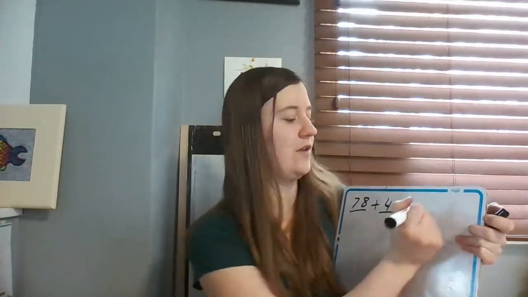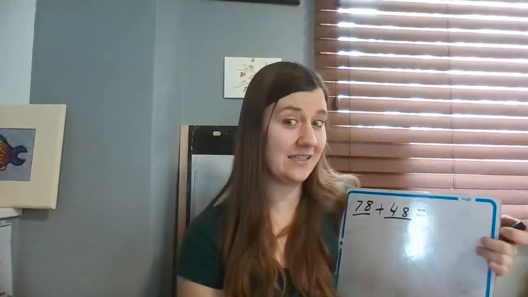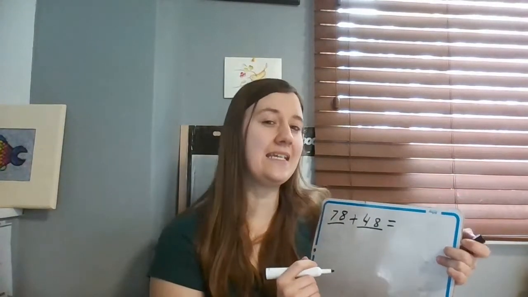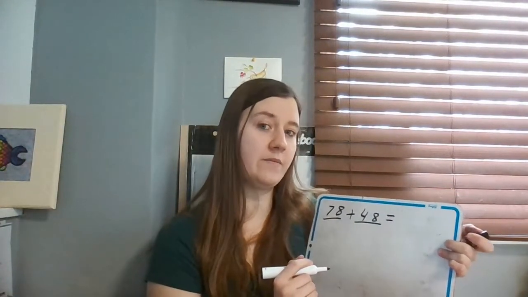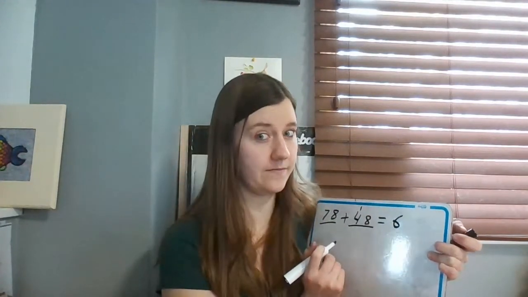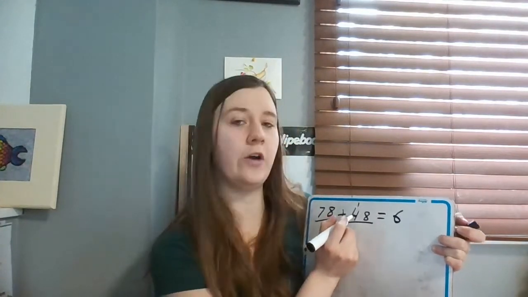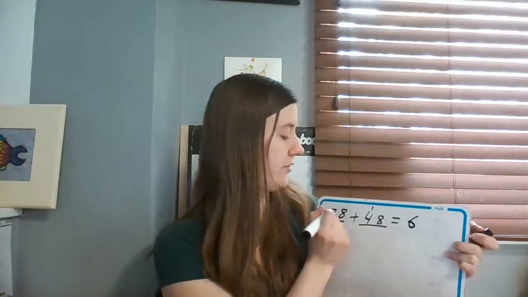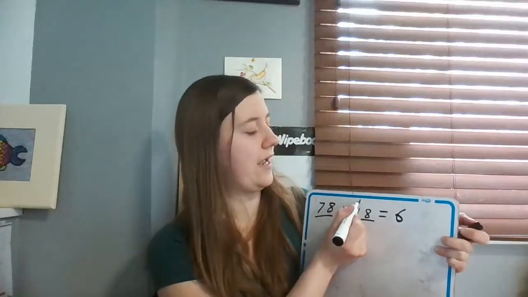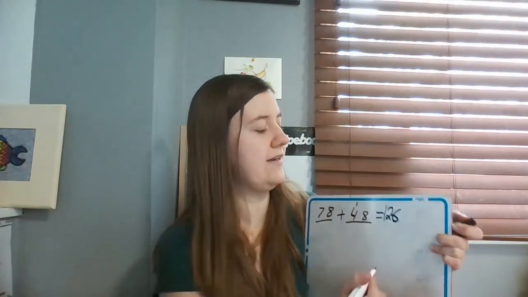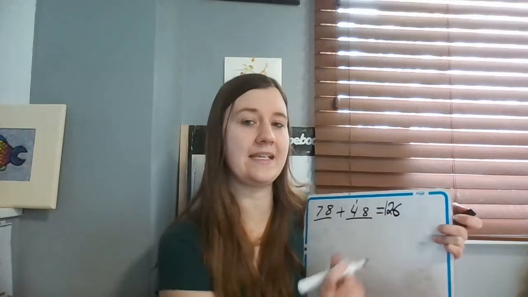48. So if I want to add these, this one might be a little trickier. 8 plus 8 is 16. Well, the ones digit from 16 is a 6, and the tens digit goes with our tens. So 7 plus 4, I know 7 plus 3 is 10, 1 more is 11, so 7 plus 4 is 11, and my extra 10 here is 12. I just put the 12 beside, and I get 126.